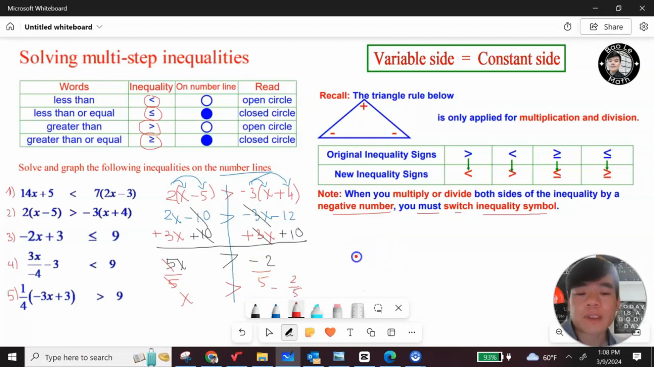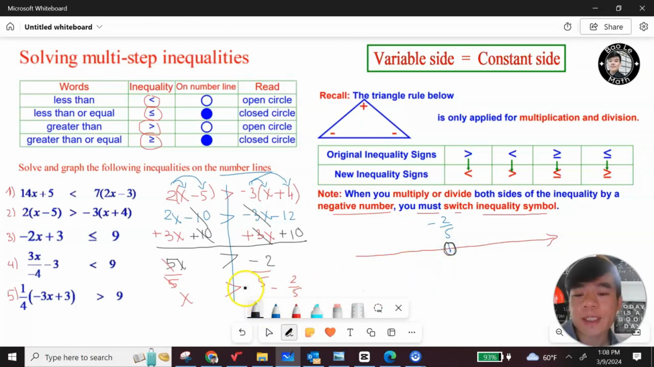Now we're going to draw a number line. You need to put negative 2 over 5 on the number line. You only put one number. You don't need to create a number line like 1, 2, 3, 4. You just put negative 2 over 5 right here. From negative 2 over 5, you see that this is greater than, so you need to use an open circle right at negative 2 over 5.